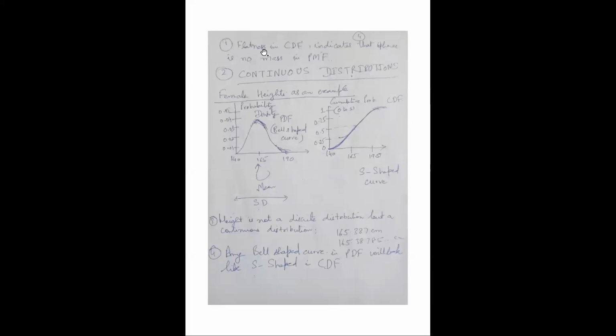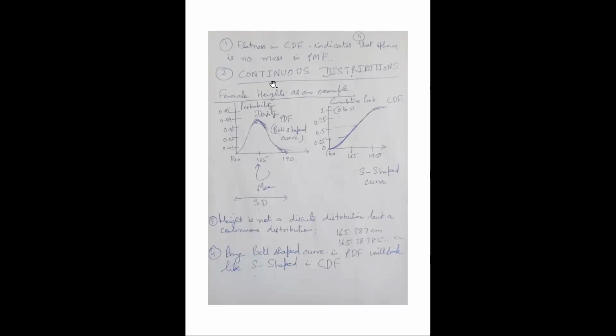Now let us talk about what flatness in the cumulative distribution function indicates. It indicates that there is no mass in the probability mass function. What is the meaning of mass? There is no distribution corresponding to those outcomes where in CDF the curve is flat. That's an important point. I will elaborate this point more just now only.